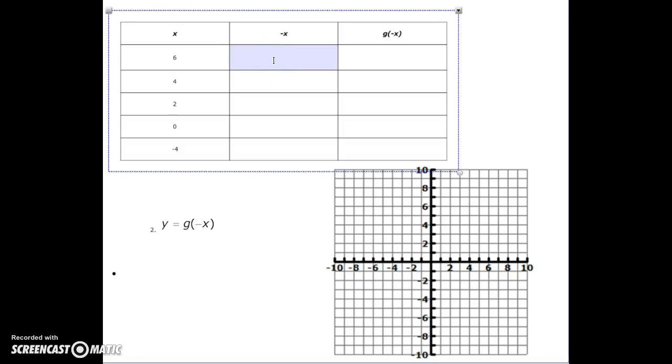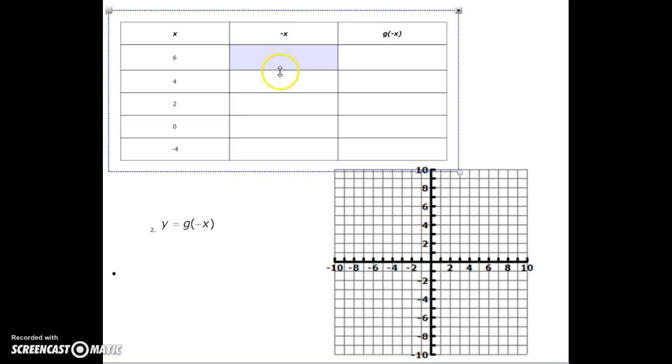Okay, so the first part of this video is going to be about changing the x values. So we're going to make changes to the x's. The y's are going to stay the same, and we're going to look at what kind of transformations are made. So you have a new function, a new monster we're going to be looking at.